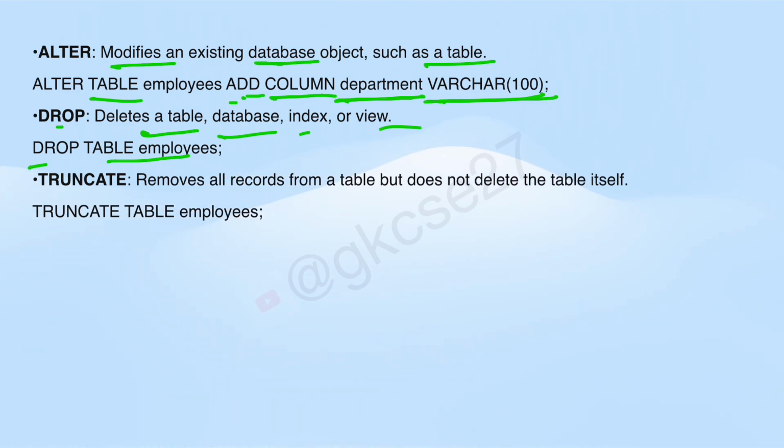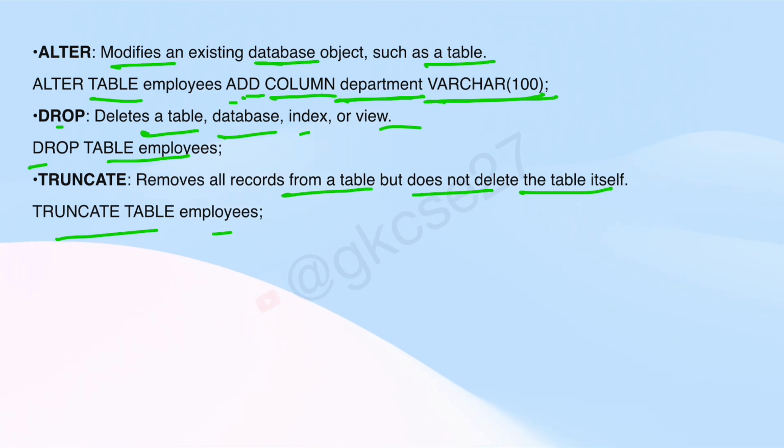Truncate removes all records from table but does not delete the table itself. This will remove all records, that means all the rows from the table will be deleted, but the table will be there. That is the difference between drop and truncate. Drop will completely delete the table, but in case of truncate, the table will be there but the table content will be deleted.